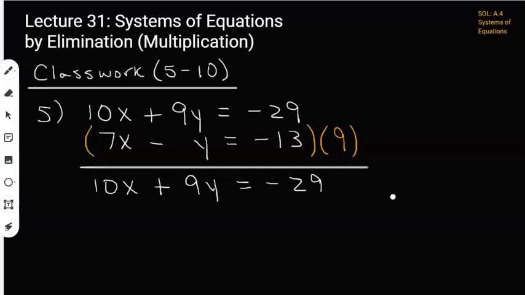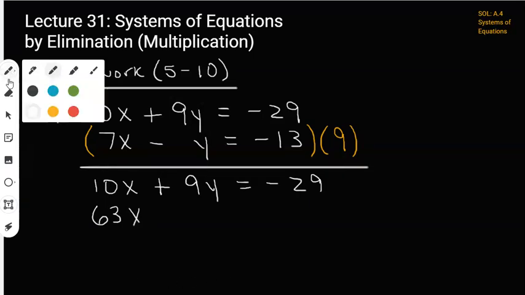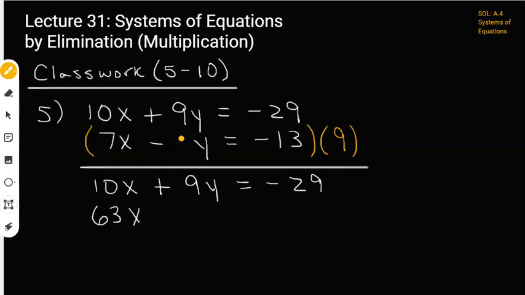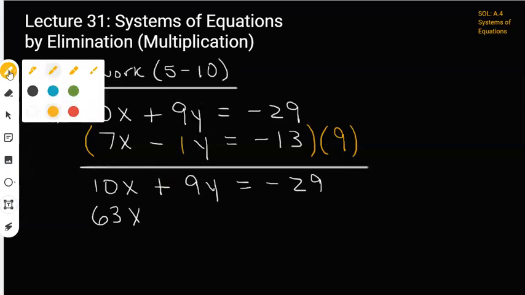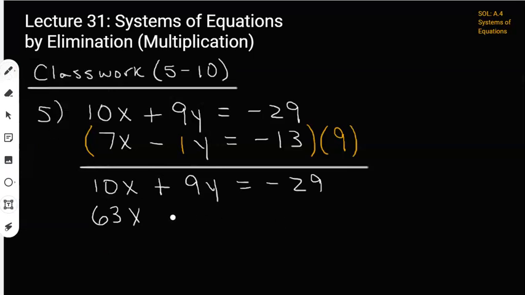Okay, so 7x. 7 times 9 is 63, right? And I'll put an x beside that. And then over here on the y's, I have a negative 1, pretty much. So what's negative 1 times 9? That's going to be negative 9. And then the last thing I need to do is multiply the number by 9. I'm going to multiply negative 13 by 9. And when I do that, I get negative 117. Okay, so I multiplied everything by 9 there.